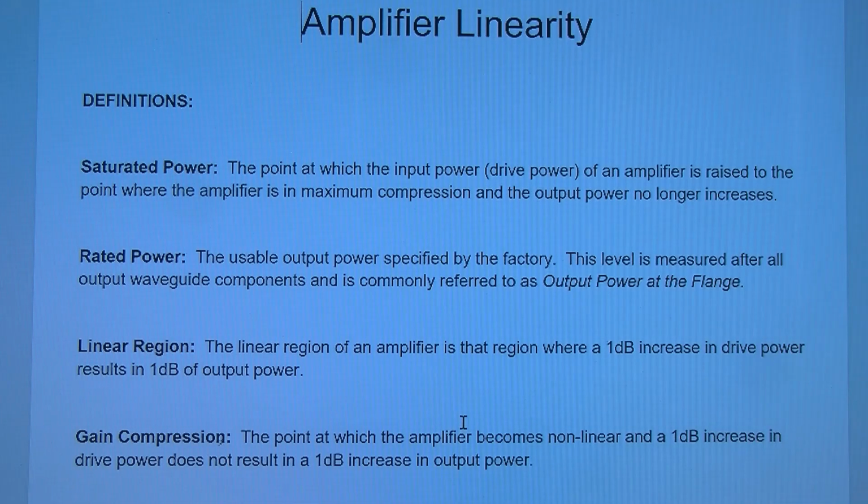Gain compression, of course, is the point at which the amplifier becomes totally nonlinear, and a 1 dB increase in drive power does not result in a 1 dB increase in output power.